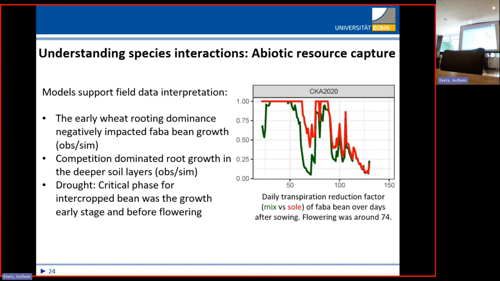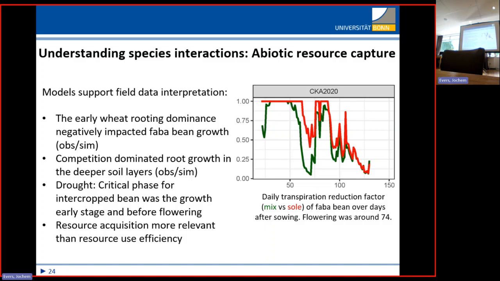So this is now one of the experiments. This is the day after sowing on the x-axis, and this is the daily transpiration reduction factor. That means if it's 1, there is no drought stress, and if it's 0, a lot of drought stress. What you can see here in blue is this factor for fava bean in sole crop, and in green you see it for fava bean in the mixture. Especially here at the very beginning, the fava bean in the mixture experienced drought. And it again experienced drought in that period, which was around flowering. So with the model, you can also identify which periods are critical.